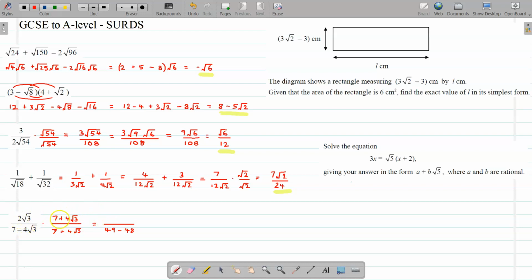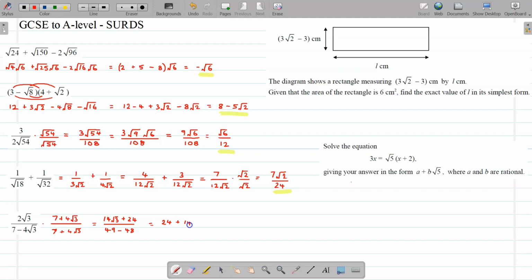So we've got 2 root 3 times 7. Well, that's 14 root 3. Okay. And on the other side of that, we've got 2 root 3 times 4 root 3, which is 8 times 3, which is 24. Okay, so the final simplified answer is going to be 24 plus 14 root 3. All right, we tend to write the rational part first and then the irrational part. You don't have to, but it's normal to do that.